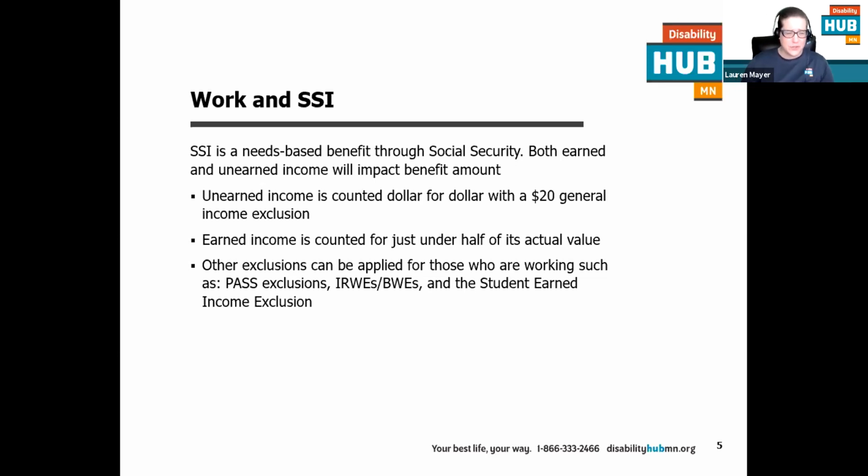There are some other exclusions. We're not going to get into the nitty gritty of that because these are for more specific, less general situations, but there's one called a PASS, which is the plan to achieve self-support. There are impairment related work expenses, blind work expenses, or IRWEs and BWEs, and there's an exclusion for people who are students and working and under a certain age. So those are some specific situational ones, but we're going to more stress the general overall rules. All of those though help you to keep more of your benefit while you're going to work.